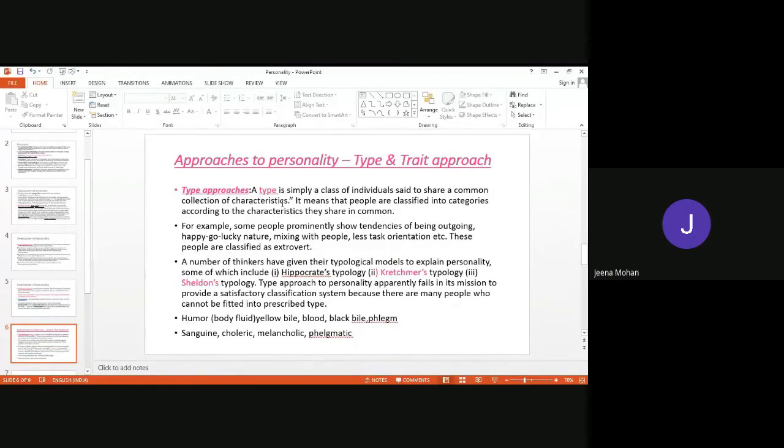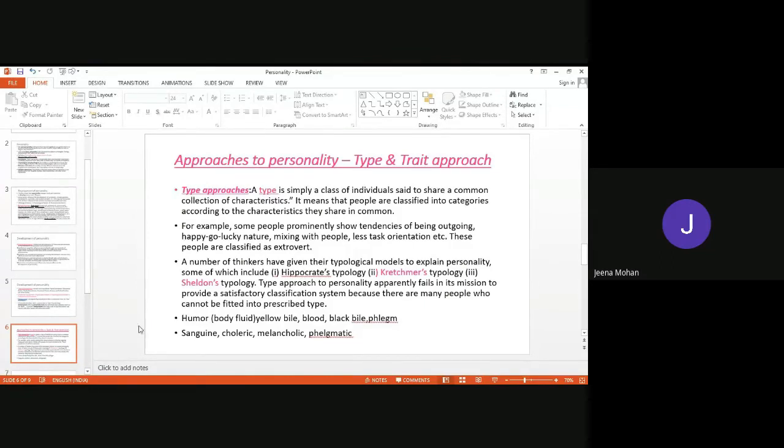So the type approach means a type is simply a class of individuals who have some common collection of characteristics. When we talk about the type approach, the typologies or type theories, they were made by, as I mentioned, Sheldon, Kretschmer, and Hippocrates. One more category is the Hippocrates category. So Sheldon's category is there, then Kretschmer's category, and then Hippocrates.